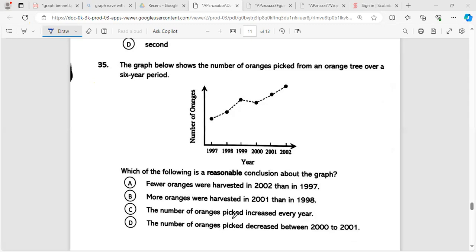Look, let's look at it this way. In 1997 to 1998, it increased, fine, because it goes up. From 1998 to 1999, it increased because it goes up. However, it is not consistent. From 1999 to 2000, it goes down. So that is out the window. It's a lie. It did not increase every year. We talked about that, guys. It has to be consistent.